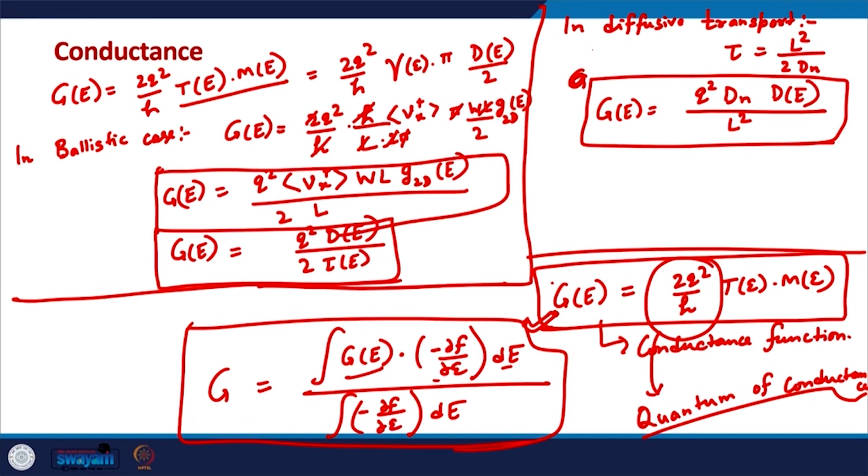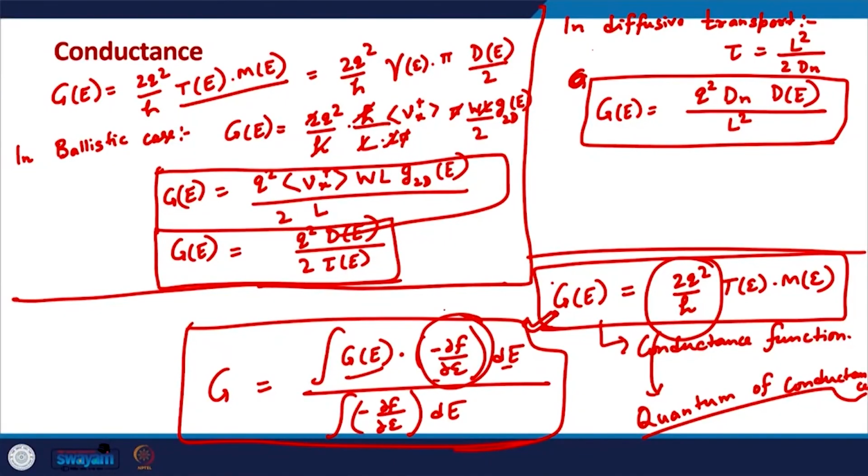Just to briefly recall what we discussed: in near equilibrium transport, f1 minus f2 can be written as minus del f by del E times delta EF. From there, we can deduce that the conductance of the system, both in the ballistic and diffusive transport case, is the average of the conductance function over the Fermi window, where the Fermi window is minus del f by del E. Please keep these ideas in mind, these are important ideas.